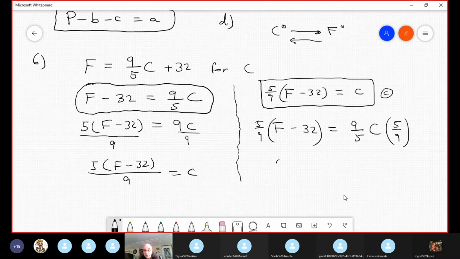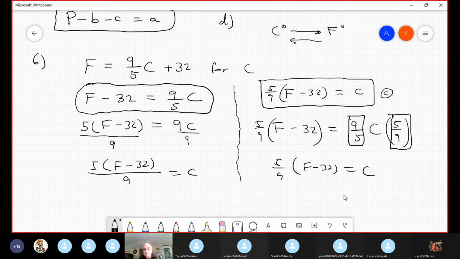Now you have 5 over 9, parenthesis, F minus 32 equals C, because this is the one number, this is reciprocal. I know that the multiplication is 1, and 1 is an invisible factor. And we get exactly the same formula. Do you see the advantage and disadvantage?